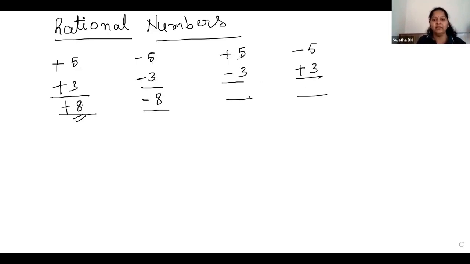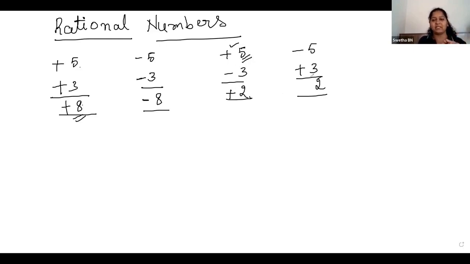Okay? And here, one is plus, one is minus. If the signs are different, just you subtract the number. But the answers are not same. We won't get the same answer, right? Because it is plus 5 and it is minus 5. So while writing the answer, you should see the sign of the big number. Here, which is the big number? 5 is big number. So it has plus sign. So in the answer, we will put plus sign.